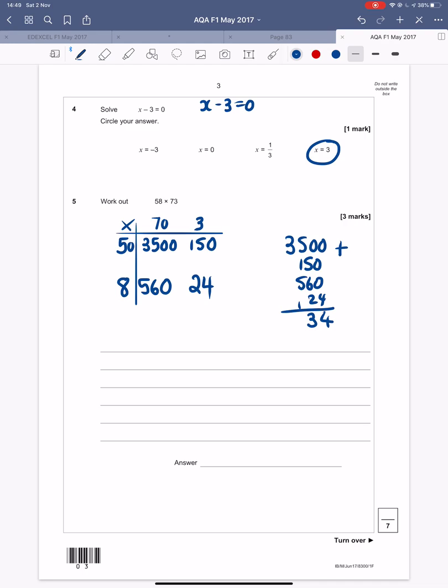Next one here, 5 plus 1 plus 5 plus 1, so that's 12. 3 plus 1 is 4. So the answer is 4, 2, 3, 4.